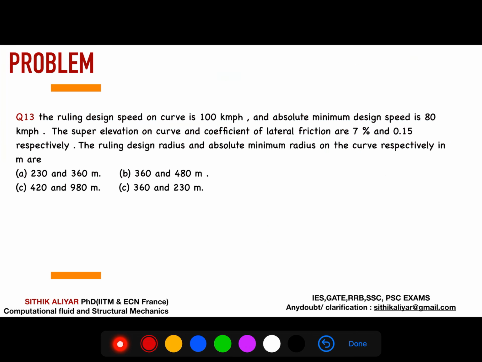Coming to the second question, they have given you a design speed. The ruling design speed on the curve is 100 km per hour, and the absolute minimum design speed is 80. The ruling design speed is the actual design speed required as per the design, 100. At minimum you should have a design speed of 80. They have also given the super elevation on the curve and the coefficient of friction, 0.15. So what is the radius required to maintain everything? A beautiful question, you can see.